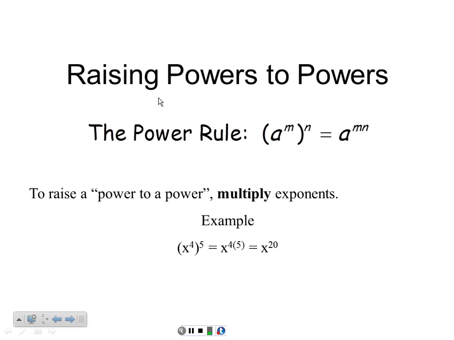So raising powers to powers. This is the next rule that we have. This is called the power rule, and the reason being is because you have a power on the inside raised to another power. Well, when you have a power to a power, you multiply those exponents. So we haven't multiplied the exponents just yet. So now we're going to. Power to a power means we're going to multiply. And so here we have x to the 4th, a power on the inside, raised to an external power of 5, which means you're going to multiply those exponents and get x to the 20th.